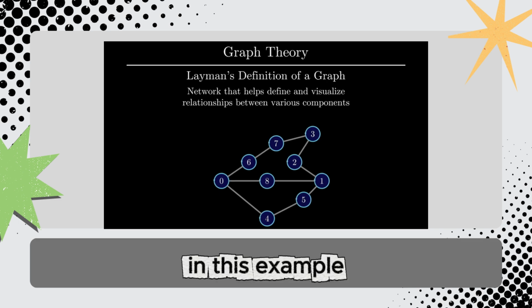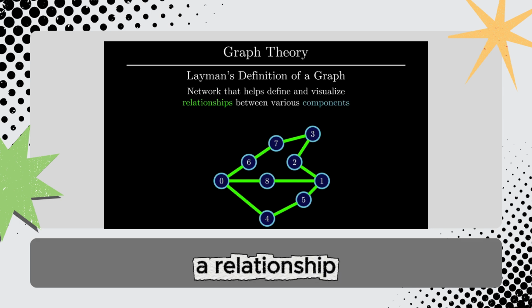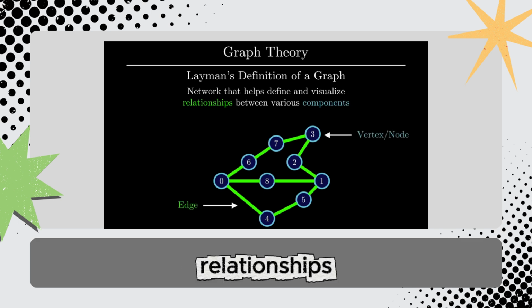In this example, the circles that you see represent the components, and the lines connecting them can be thought of as signifying a relationship between the components. These ideas, of course, have more formal names in graph theory. We refer to these circles as vertices or nodes, and the relationships signified by connecting lines represent what we call edges in a graph. Graph theory is all about the study of the properties of these types of networks, and how they can be used to model and solve a whole host of interesting problems.